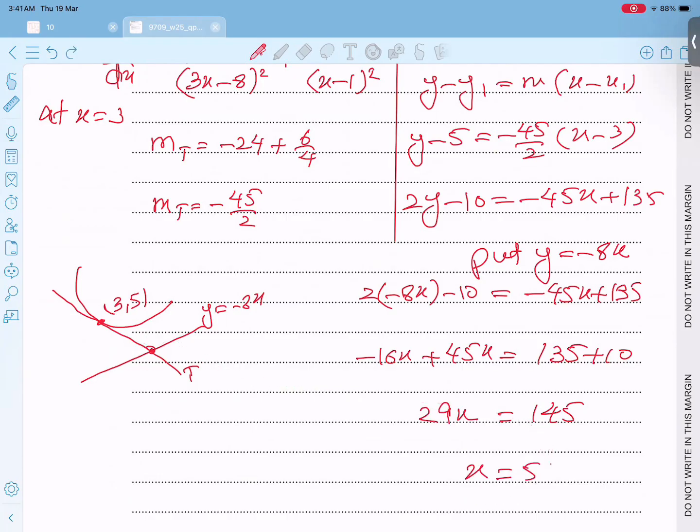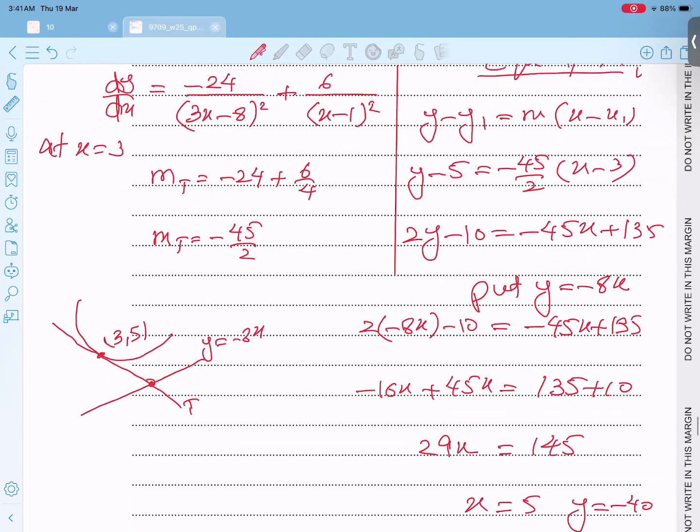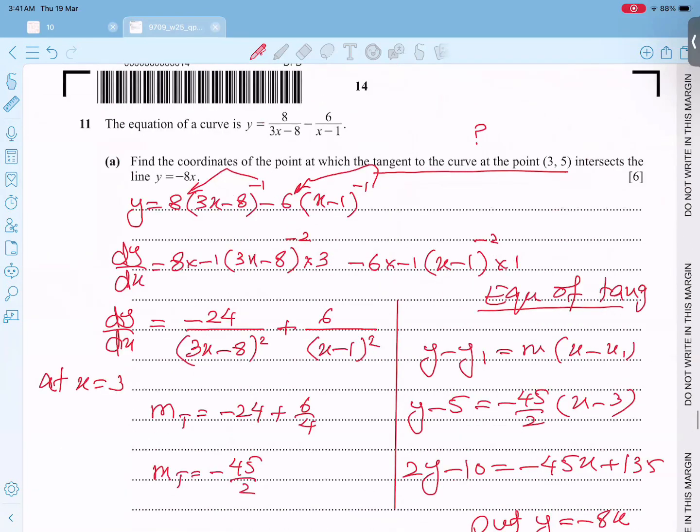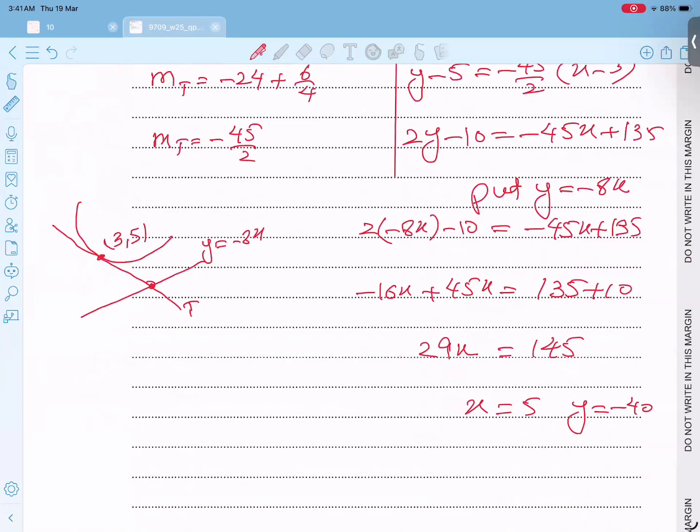But I will plug this value into either equation. We can use this one or this one. So I think 5 times 8 is 40. So I can say the y value is coming to negative 40. So which point is mentioned? So the answer of the point he's looking for is 5 and negative 40. So I hope the concept of the idea is clear.